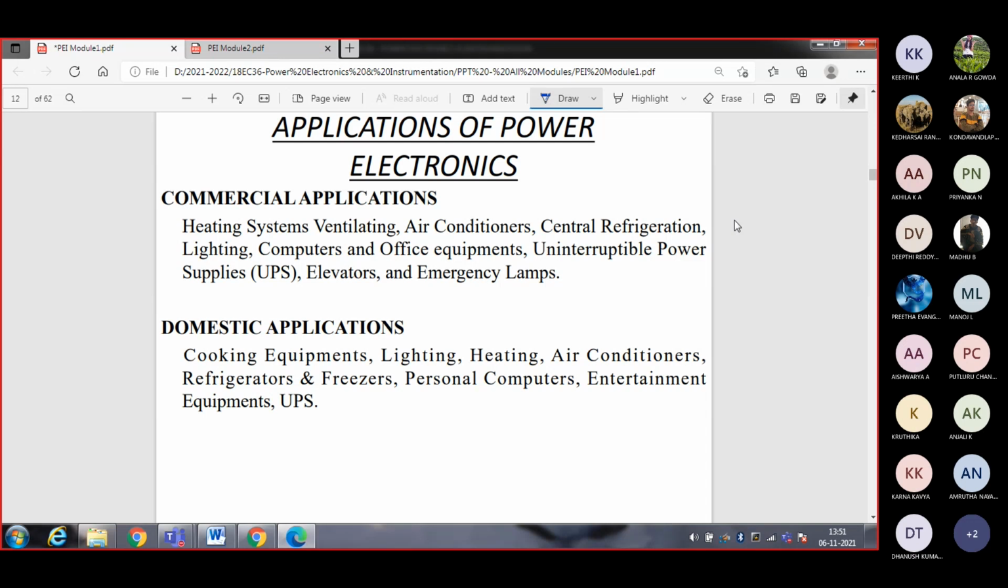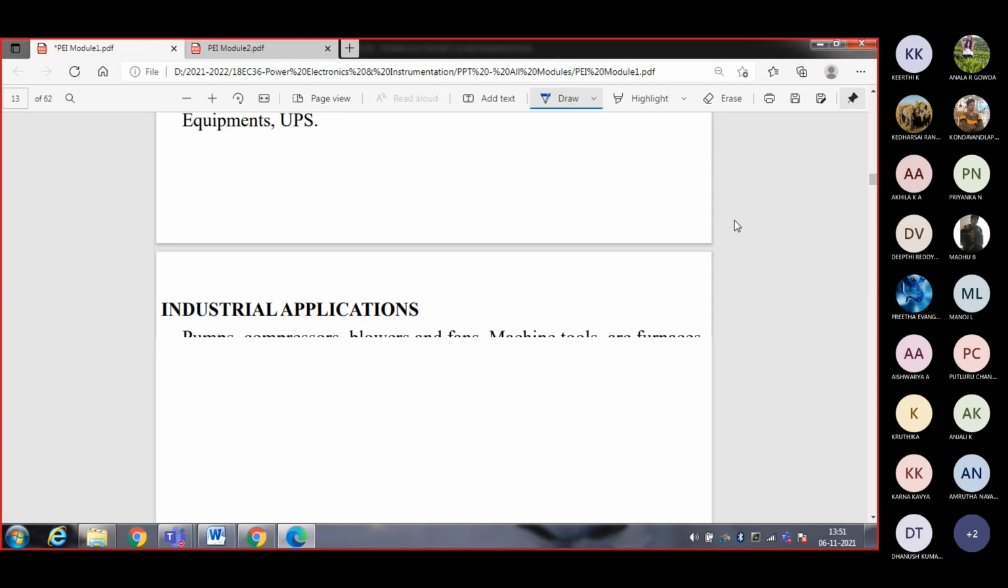Like heating, ventilation, air conditioning, central refrigerators, lighting, computers and office equipment, uninterrupted power supply, elevators and emergency alarms. All these things you can easily write on your own over there. First of all, you should mention the different areas where your power electronic systems are going to be used, and in each area, where the utilities are. So these five you need to explain.